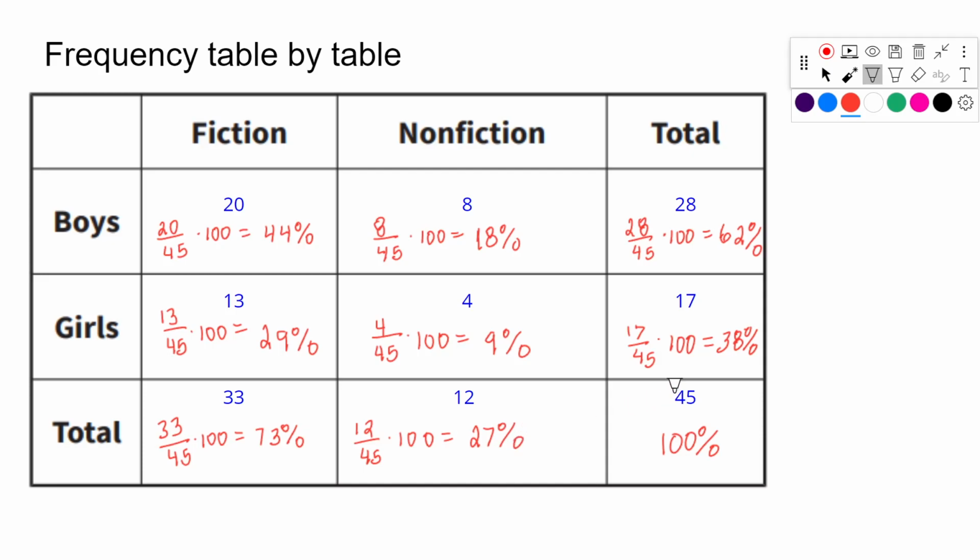Now if you look at this relative frequency table by table, you'll notice that the percentages within the rows equal the total percentage of the row, and the percentages within the columns equal the total percentage of the column. And this concludes the video on relative frequencies by row, column, and table.